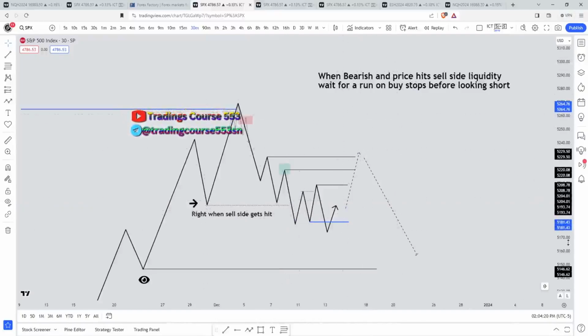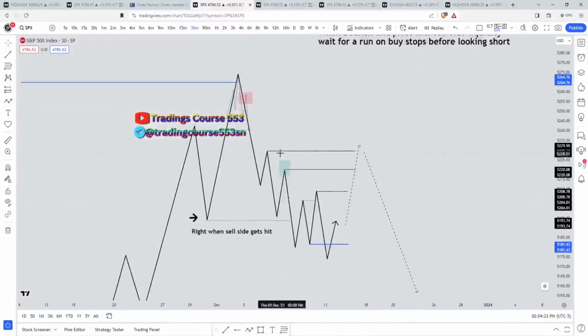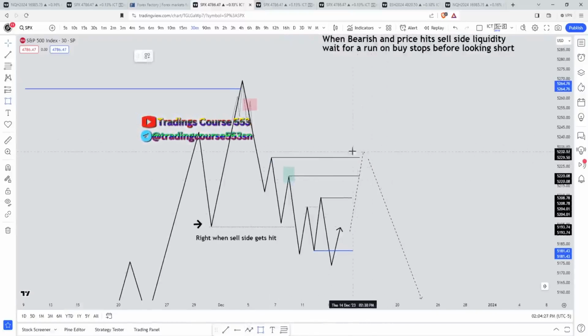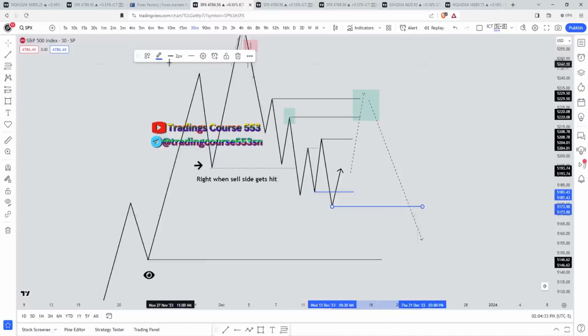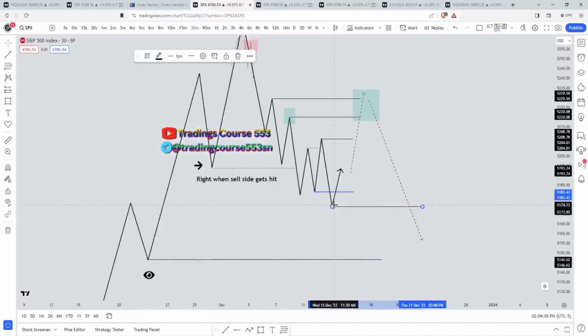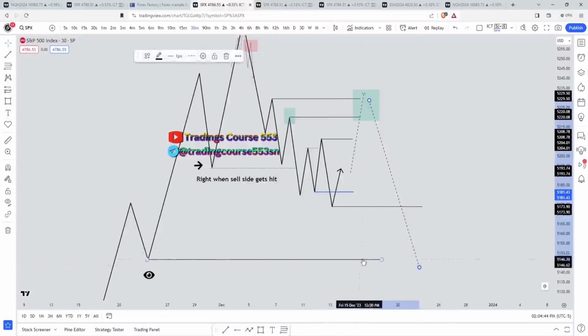What you can do is wait for price to return back to the buy stops here and then hunt for a lower time frame change in the state delivery at this buy side. And then target this level of sell side now, and also you could target this. This would be like the low-hanging fruit target. It's just the easiest target, and then you could also target this level here.